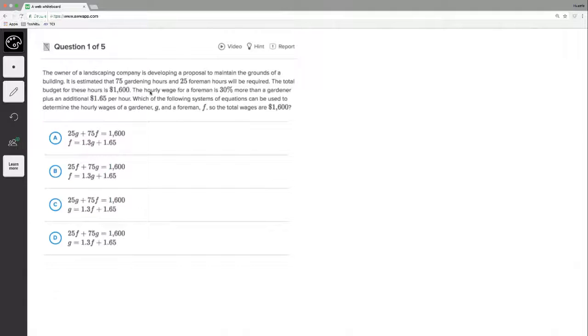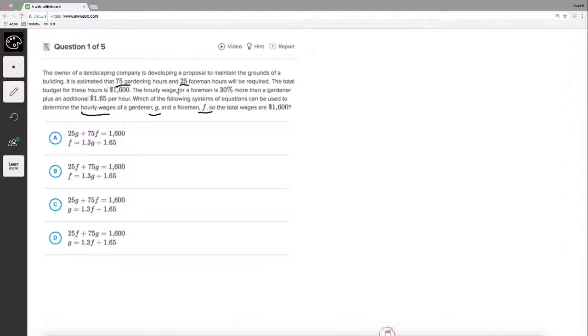So the owner of a landscaping company is developing a proposal to maintain the grounds of a building. It is estimated that 75 gardening hours and 25 foreman hours will be required. The total budget is $1,600. The hourly wage for a foreman is 30% more than a gardener, plus an additional $1.65. Which of the following systems of equations can be used to determine the hourly wages? G and F are the hourly wages.